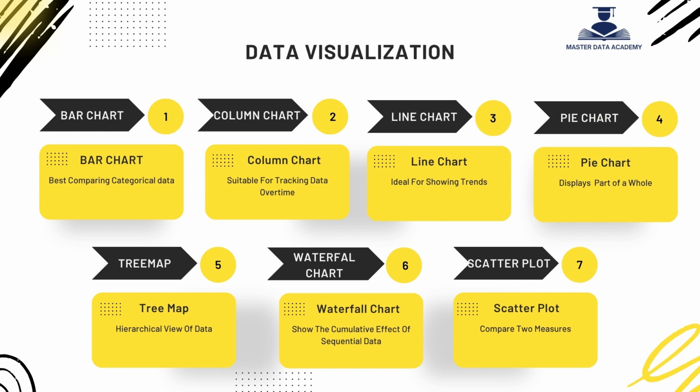7. Scatter plot. A scatter plot helps you compare two measures or variables at the same time. For example, comparing advertising spend versus sales revenue across different campaigns.